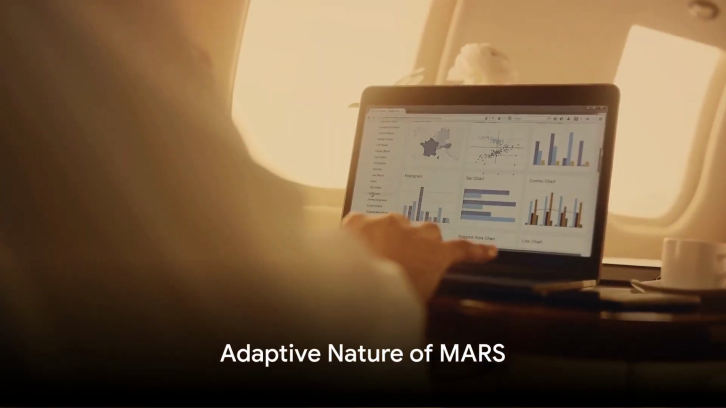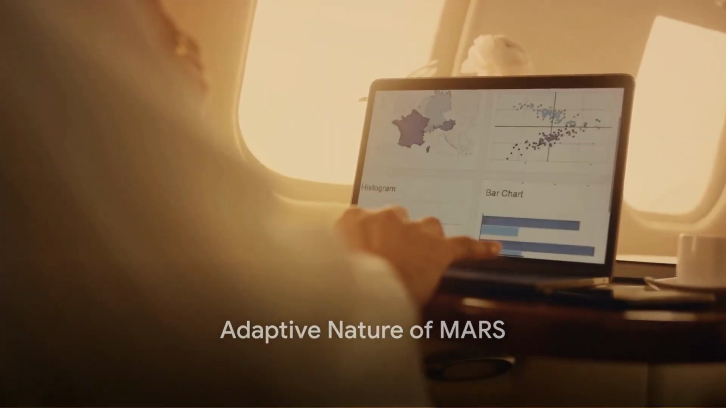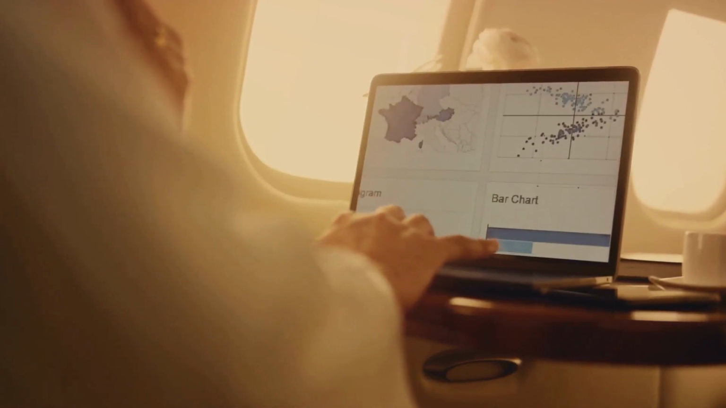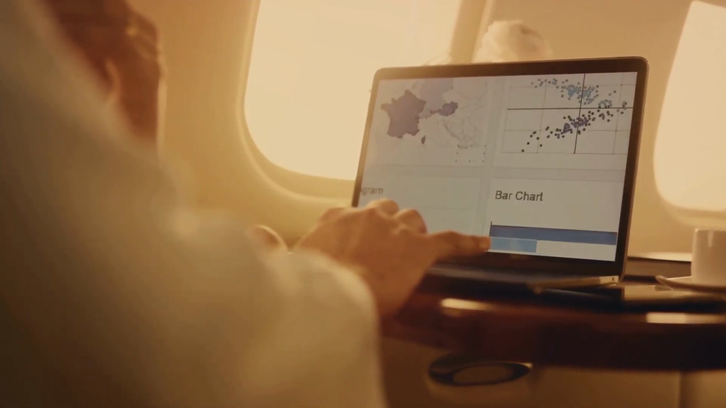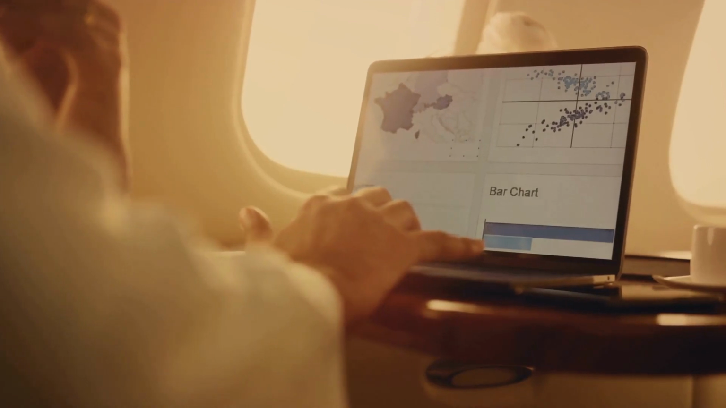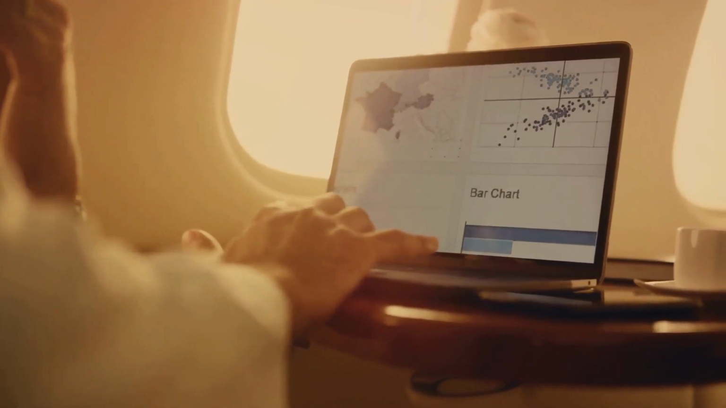So why is it called adaptive? Well, MARS is a clever artist. It can adjust and adapt to the data it's given, creating the best possible fit. This makes it a powerful tool for dealing with complex, non-linear data sets.